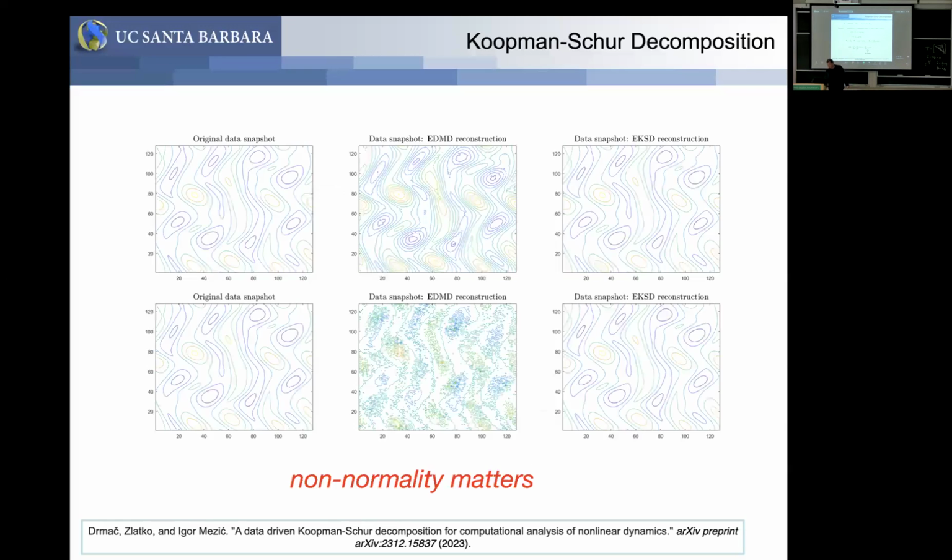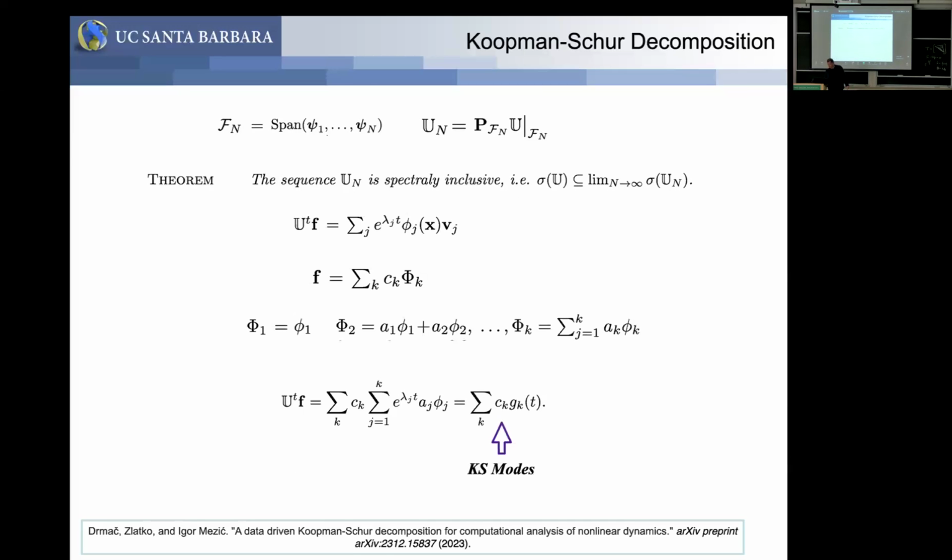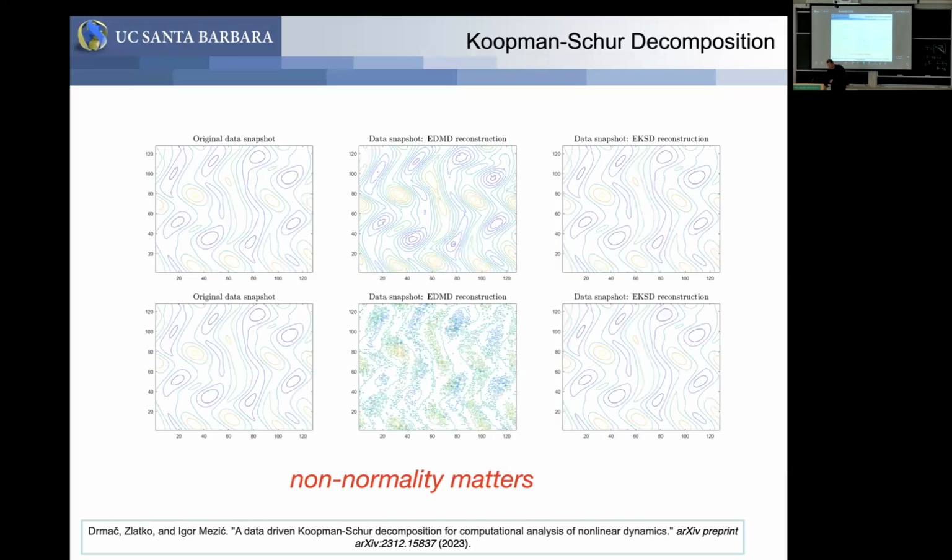Does this matter? So, Koopman-Schur modes. And if anyone wants to look, this is with Zlatko Drmac on arXiv, hopefully published soon as well. Does it matter? So here is data from Georgia Tech on a two-dimensional quasi-turbulent flow.